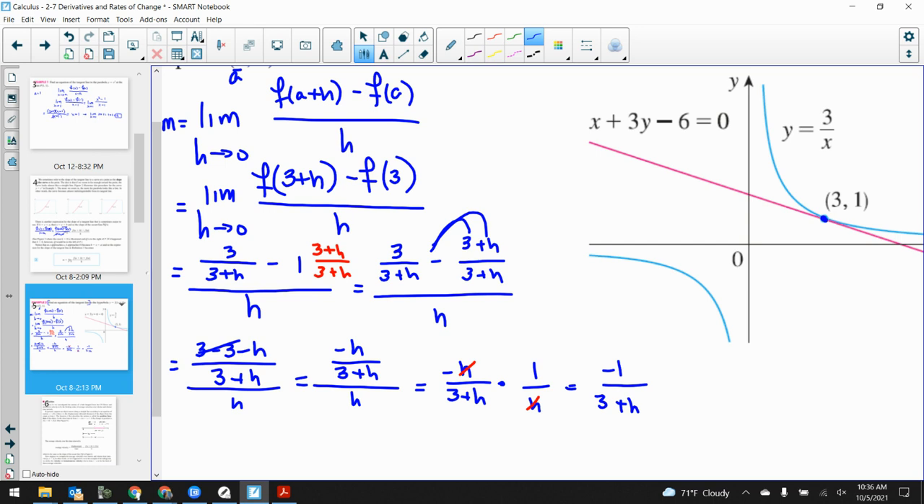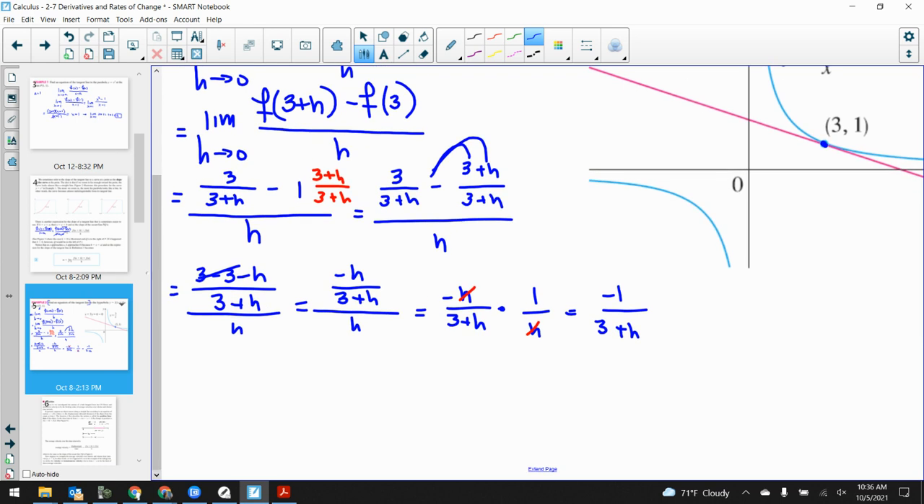And again, all I did was just manipulate this equation. Why did I manipulate that equation? Because I couldn't do direct substitution. Can I do direct substitution now? Can I actually plug in the limit as h goes to 0 of negative 1 over 3 plus h? Yes. So this is negative 1 over 3 plus 0. So negative 1/3. And that's my slope. That's the slope of the tangent line at point (3, 1).